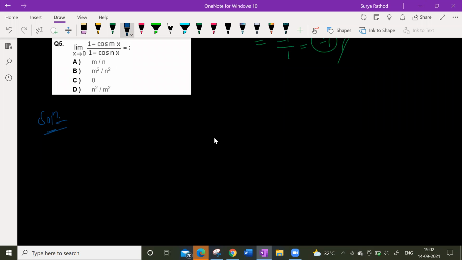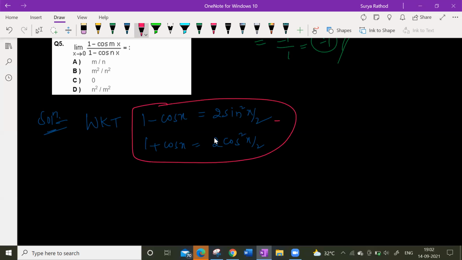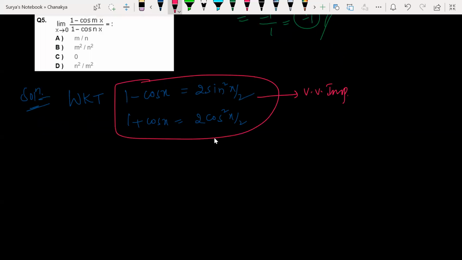What I told that. We know that 1 minus cos x formula is 2 sine square x by 2. This is what I told whenever we are learning trigonometry. And 1 plus cos x formula is 2 cos square x by 2. These are the two formulas, very very important. ये बहुत जगह काम में आएगा ये फॉर्मूला, ठीक है. Many times we have used this.